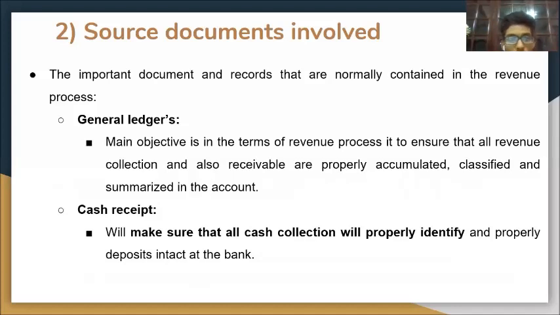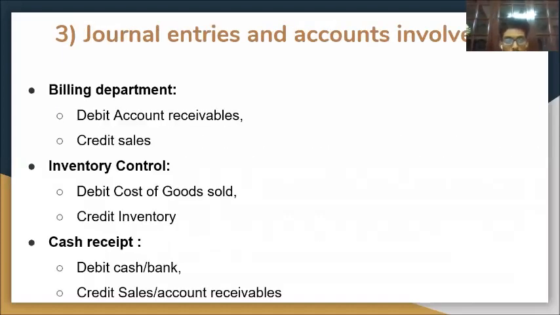The general ledger's main objective in the revenue process is to ensure that all revenue collection and receivables are properly accumulated, classified, and summarized in the accounts. Cash receipt will make sure that all cash collection is properly identified and deposited intact at the bank. Next will be the journal entries and documents involved.